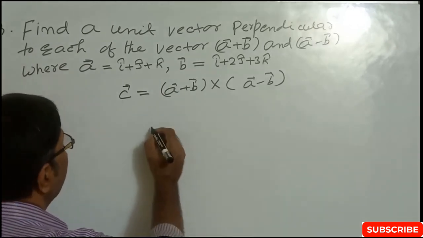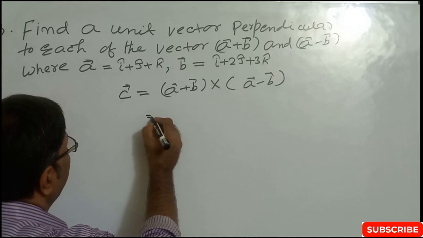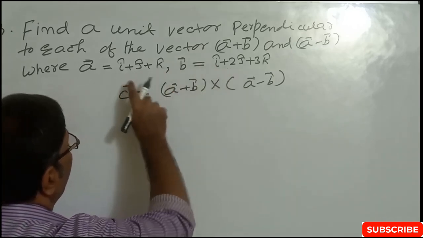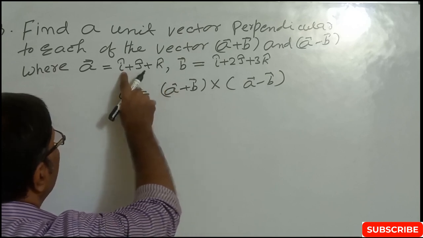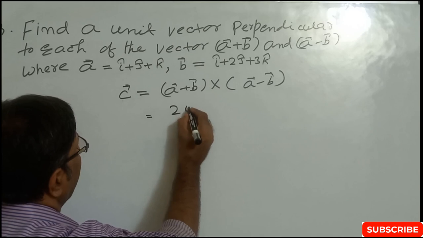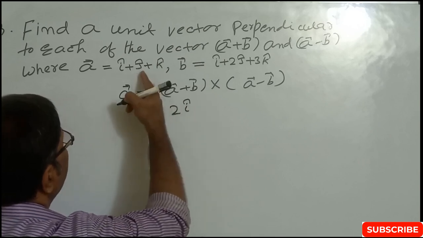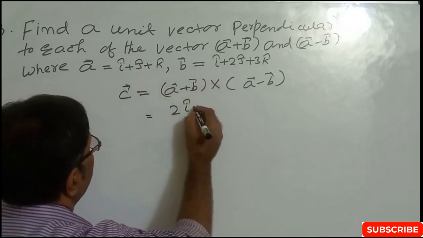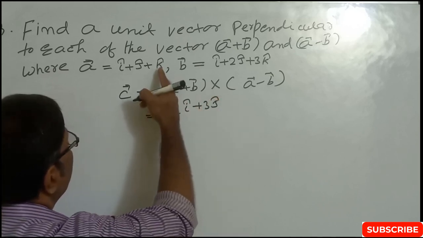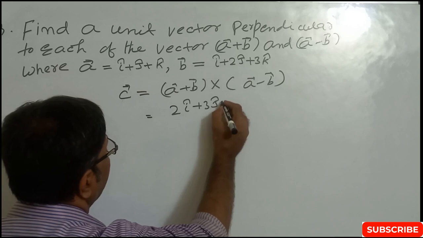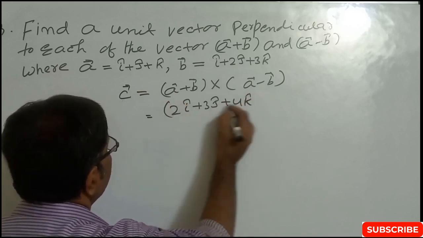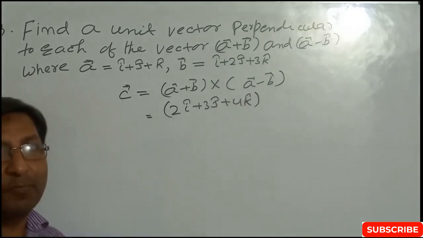So see here, first you find a vector plus b vector. So a vector is this and b vector is this. So unit vector i plus unit vector i, that is 2 unit vector i, right? j unit vector plus 2j unit vector, that is 3j unit vector. Unit vector k plus 3 unit vector k is what? That is 4k unit vector. This is a vector plus b vector.